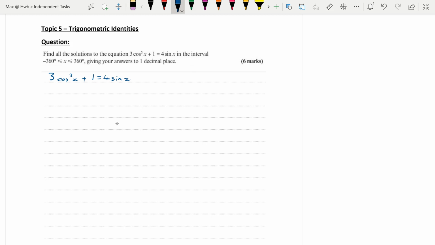Now, we can see there's a cos squared, so I'm leaning towards using sine squared plus cos squared is 1. What's important is if we've got something squared and another one, like a sine in this case, I can't change this for sine. So I have to change the cos squared into a sine squared. I'm using the identity sine squared x plus cos squared x is equal to 1. If I rearrange this, cos squared x must equal 1 minus sine squared x. Now I'm going to substitute that in.